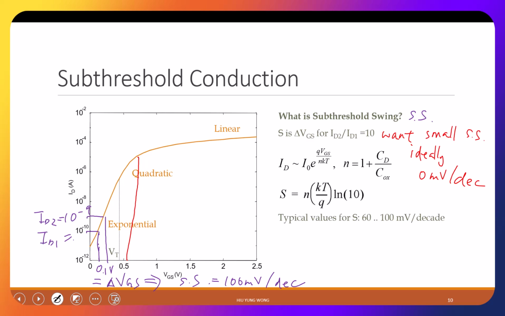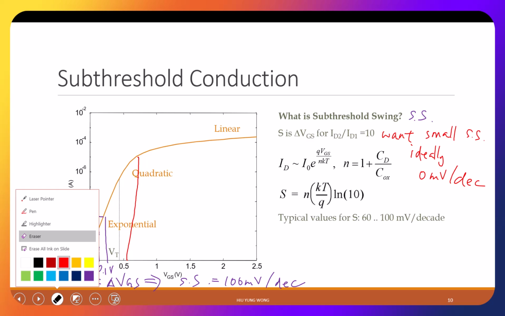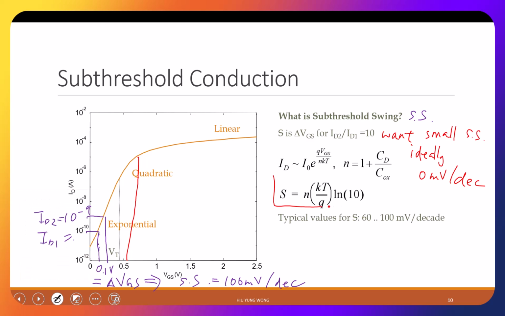So it turned out that that is not the case, and this is the equation. You see that it depends on the temperature. Do you understand why it depends on the temperature? Larger temperature has a larger swing. It means I need to apply more voltage in order to turn it off.